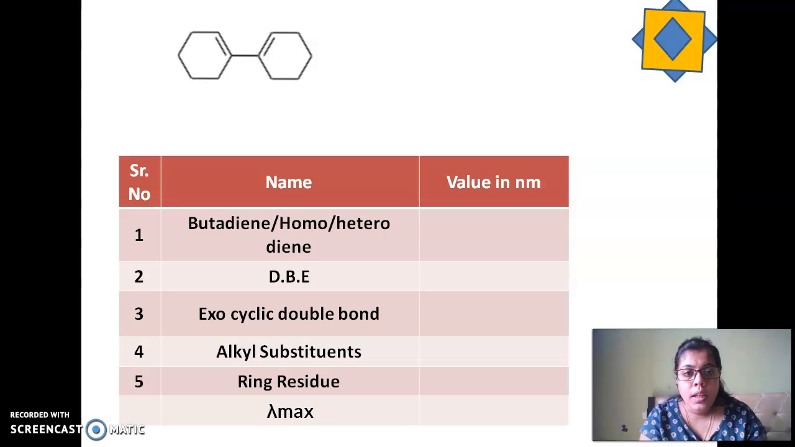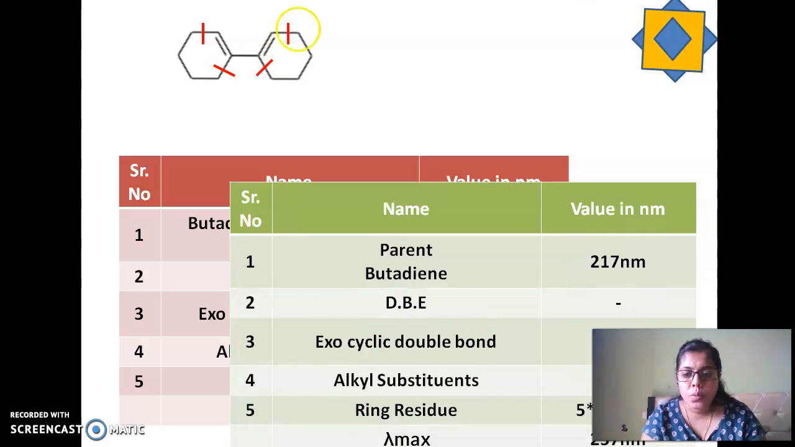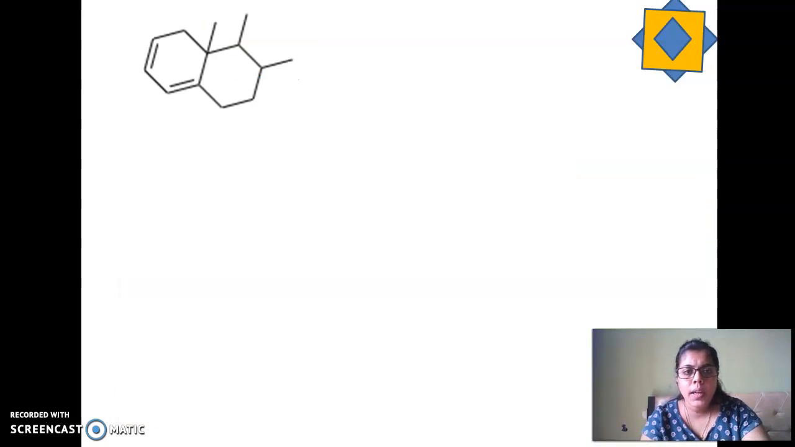So nothing. Alkyl substituents aren't there. Coming to ring residues, yes, I have 2 ring residues for these 2 carbons. For this carbon I have 1 more here, and for this carbon here. So I have in total 4 ring residues and my parent, nothing else. So my total comes to about 217 nanometer, and 4 ring residues is 20 nanometer. So 217 plus 20 makes me 237. Okay, shall we go ahead?